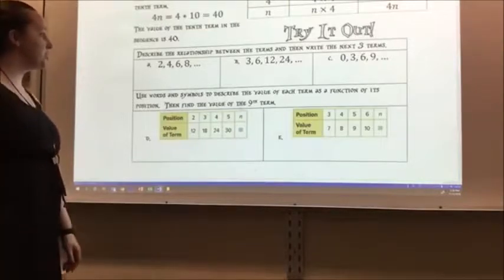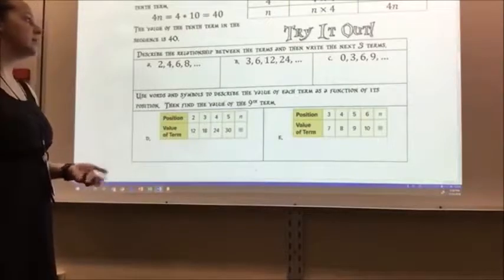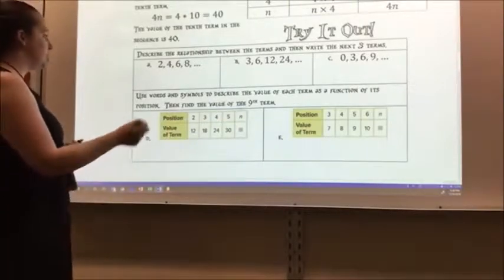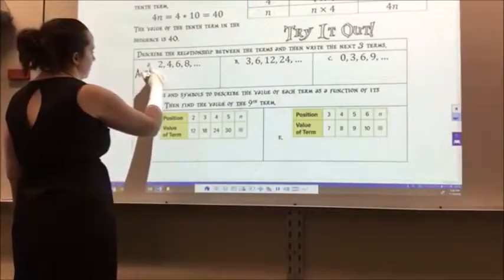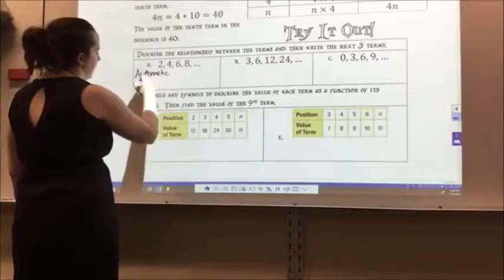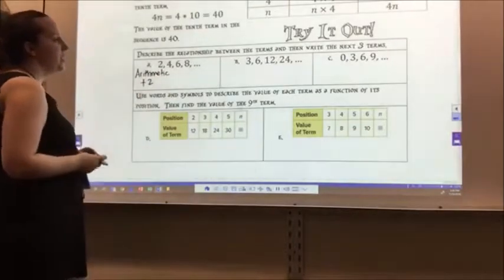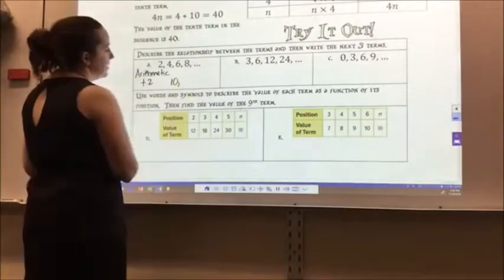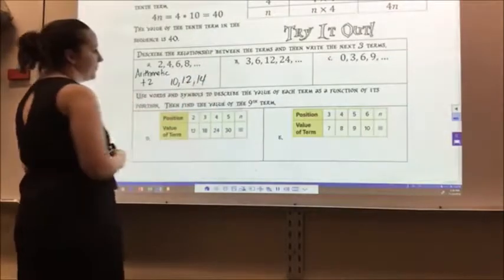Well, 2 plus 2 gives me 4. Does 4 plus 2 give me 6? Does 6 plus 2 give me 8? Yes. So I'm adding by 2 each time, so this is an arithmetic sequence. Plus 2. Okay, so arithmetic plus 2. So then 8 plus 2 is 10. 10 plus 2 is 12. And 12 plus 2 is 14.